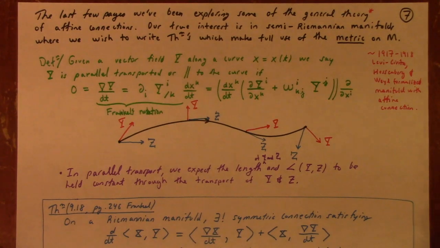Now, that doesn't have to be the case. You can talk about connections that aren't metric, all right? Connections which don't respect your notion of length and angle, right? And it might preserve something else. I mean, I've never seen a concrete example of such, but you could. At least I don't think I have.